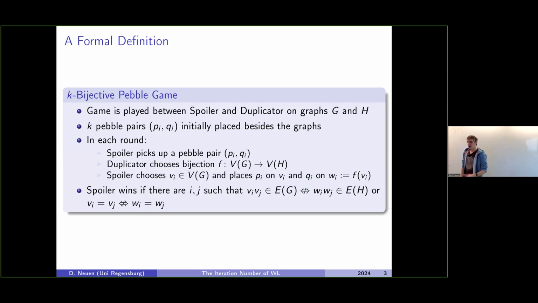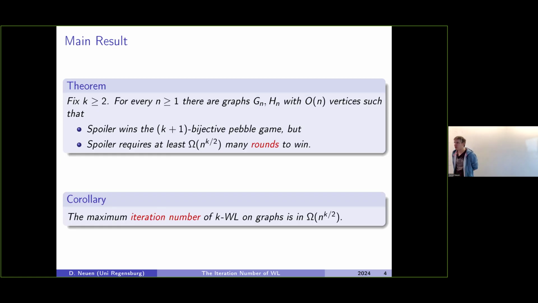Okay, so this is basically the game we want to investigate. And with this, we can reformulate the result. If we have a fixed k greater or equal to 2, then for every n greater or equal to 1, we can construct graphs G_n and H_n, which have order n vertices, such that spoiler can win the (k+1)-pebble bijective pebble game. Here I formulated it again with k+1 because this corresponds to k-WL.